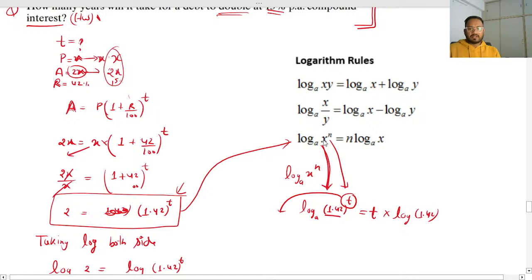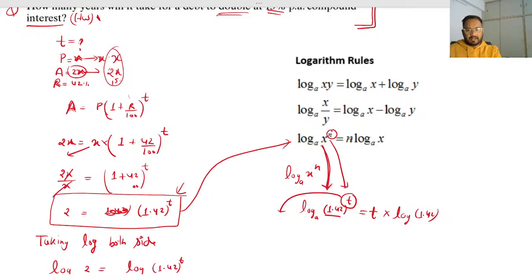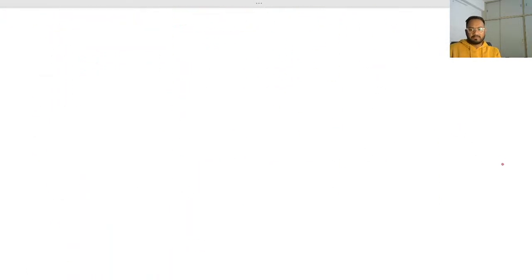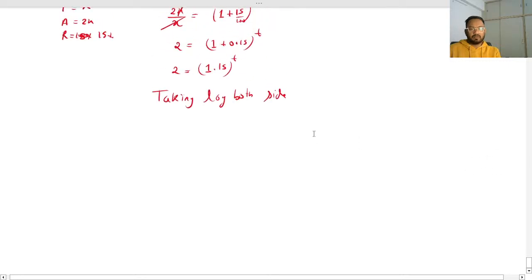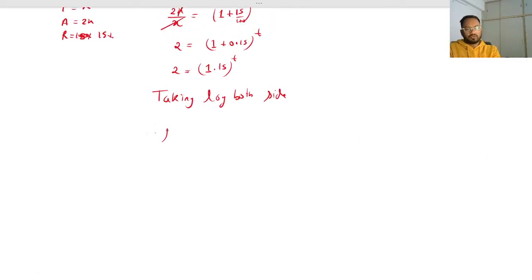Okay, so in this, if it was log of 1.15 to the power t, then t comes in front and log 1.15 remains, right? So this n comes in front, and it becomes n log x, right? So in the same way we will write it. On this side it will be log 2. So this is log 2 is equal to t into log 1.15. Send this down in division. So log 2 upon log 1.15 is equal to t. Done.